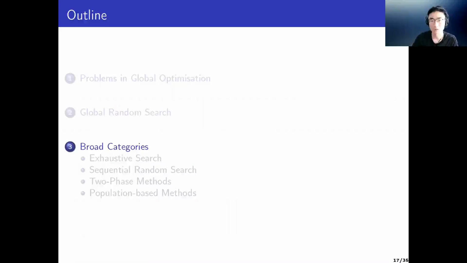Next, we talk about a category of global random search called exhaustive search. The idea is that we test each possibility in order to determine the best solution. It is an exhaustive examination of all possibilities.